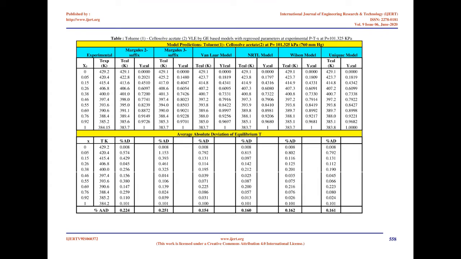GE-based modeling. Isobaric VLE data for the binary mixture of 2-ethoxyethanol, Cellosolve, acetate, toluene have been generated. The experimental data were correlated by using GE-based models: Margules 2 suffix, Margules 3 suffix, NRTL, Van Laar, Wilson model. 2 vapor pressure models are used for the given system. For Cellosolve acetate and for toluene the Antoine equation is used, whose constants are fitted to experimental vapor pressure.